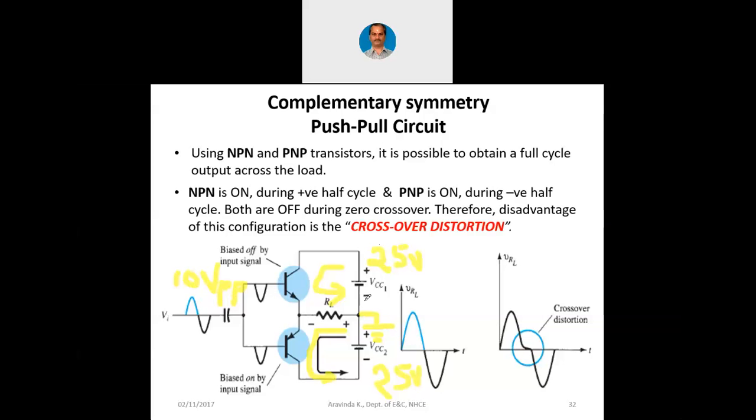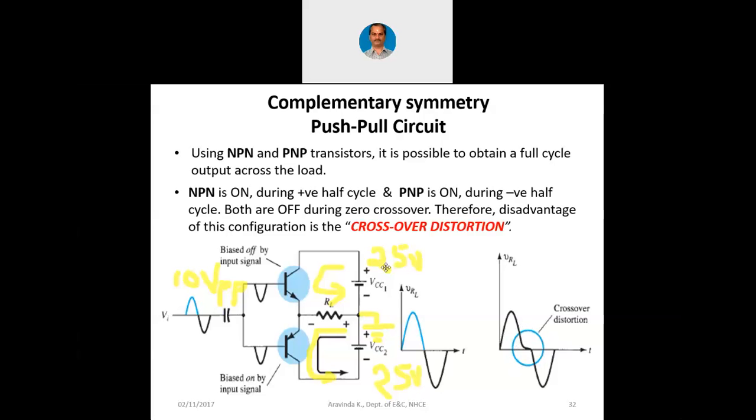If you want a larger gain, we can have a larger value of VCC. But the only disadvantage here is the crossover distortion. That means until the input signal reaches 0.7 volts, the upper NPN will not turn on, and until the input signal reaches minus 0.7 volts, the PNP will not turn on. That time, both these transistors are off. And when they are off, there will be no output there. That is called crossover distortion.